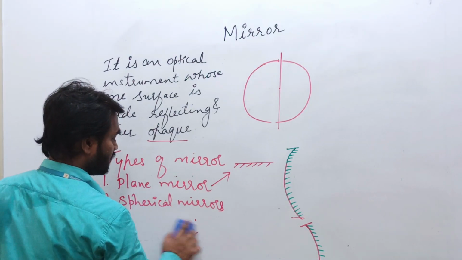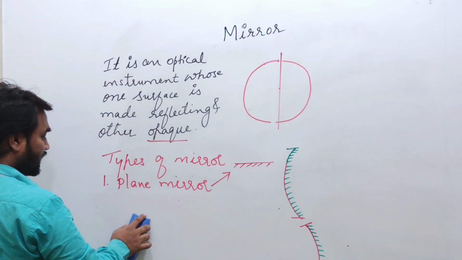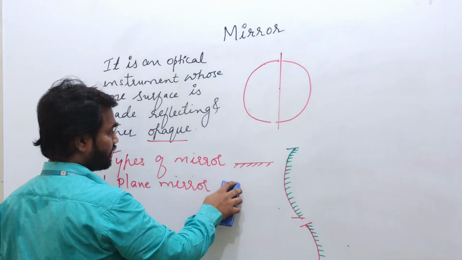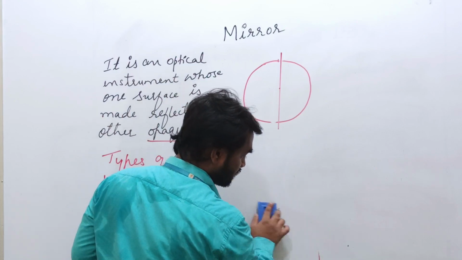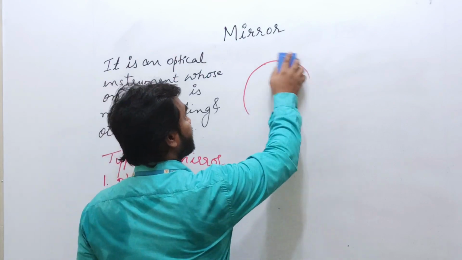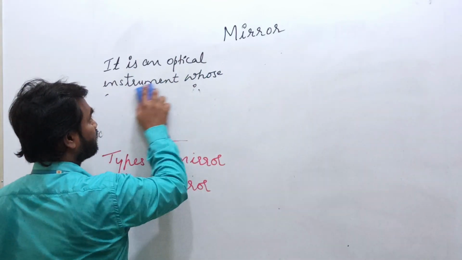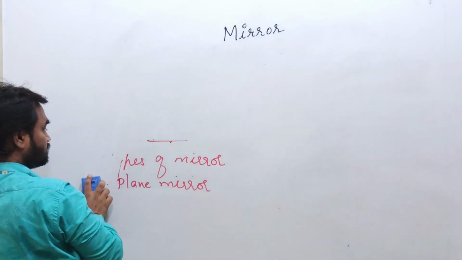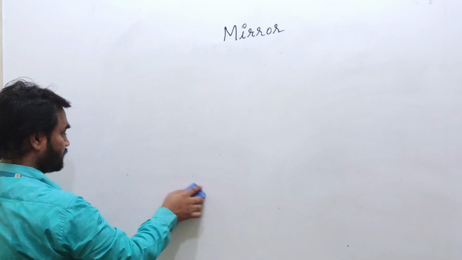Now we will see the characteristics of plane mirrors, and what kind of image is formed. We will see the image formation later on. Before the image formation, let us understand the terminologies of a spherical mirror.